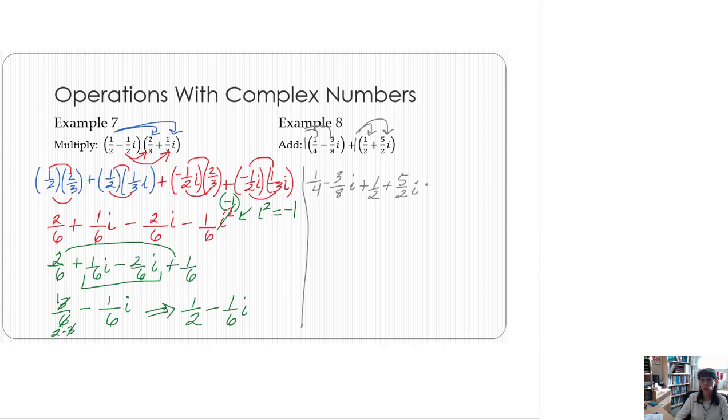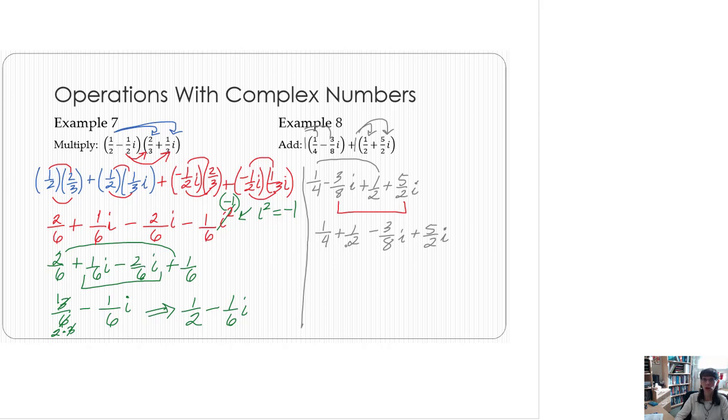Now, in order to continue with the problem, we need to identify which terms are the like terms. So 1/4 and 1/2 are both constant terms, so those are like terms. And then -3/8i and +5/2i are like terms. So we'll start with our constant terms. I'm just going to rewrite these in order. 1/4 plus 1/2, and then minus 3/8i plus 5/2i.